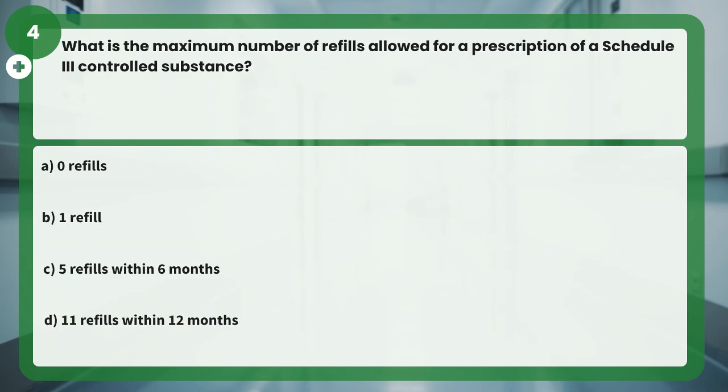Question 4. What is the maximum number of refills allowed for a prescription of a Schedule III controlled substance? A. 0 refills. B. 1 refill. C. 5 refills within 6 months. D. 11 refills within 12 months.